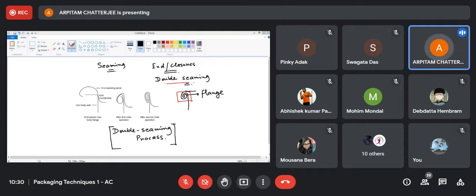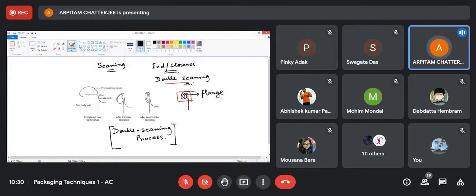Okay, so as you can see, the picture is quite self-explanatory. We have two ends, as I already told, that we have an end seaming panel. This is the end seaming. That means this is the end part and this is the can body. But as you can see, there is a construction-wise difference. In the can body wall, we have a much straighter kind of flange than the curved flange of the end.